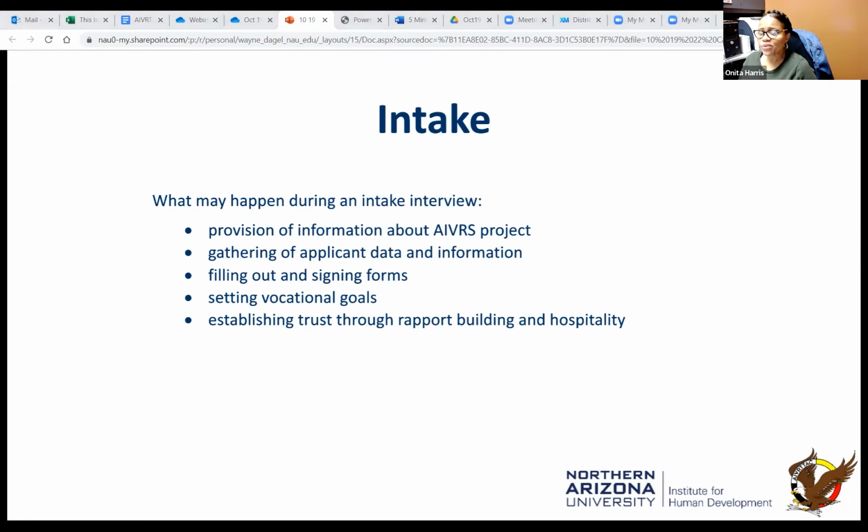And then it's very important to establish trust through rapport building and hospitality. So always being professional and being cordial and being empathetic versus sympathetic, and listening when someone speaks. And I do understand you have some people that come in and they like to talk. They talk a lot. And so getting them to stay focused sometimes is a challenge, but you don't want to ever be rude.